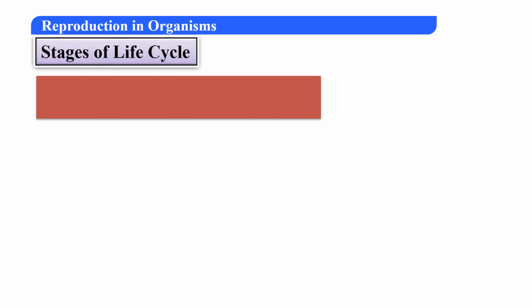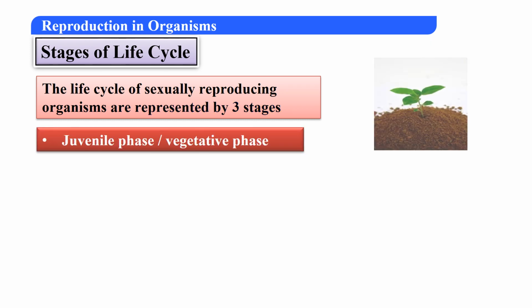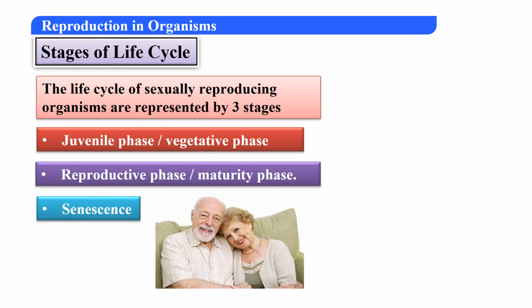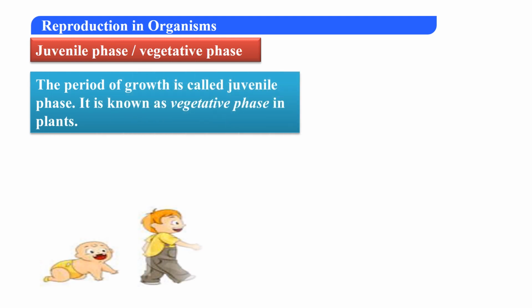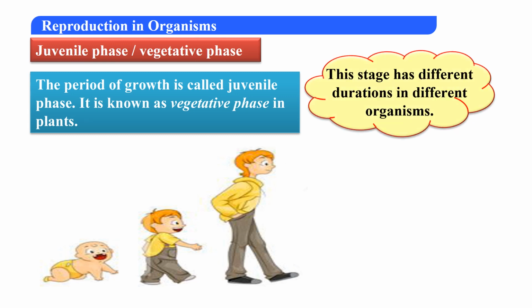Stages of life cycle. The life cycle of sexually reproducing organisms is represented by three stages: the juvenile phase or vegetative phase, the reproductive phase also called the maturity phase, and the senescence phase or aging. Juvenile phase or vegetative phase: the period of growth is called the juvenile phase. It is known as the vegetative phase in plants. This stage has different durations in different organisms.